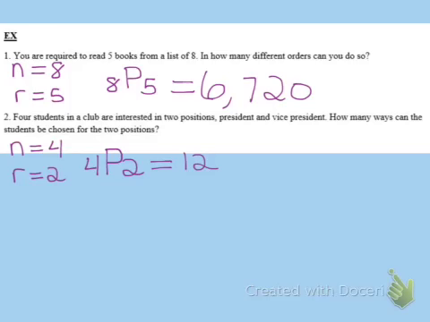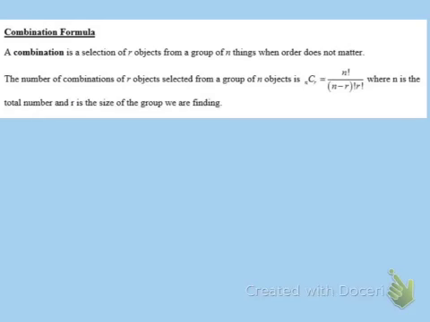But in life, not every single situation is one where order matters. Sometimes order does not matter, and that's where combinations come into play. A combination is a selection of r objects from a group of n things when order does not matter. Again, combination is for when order does not matter.